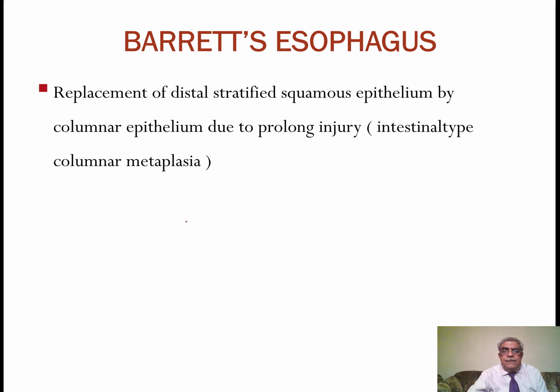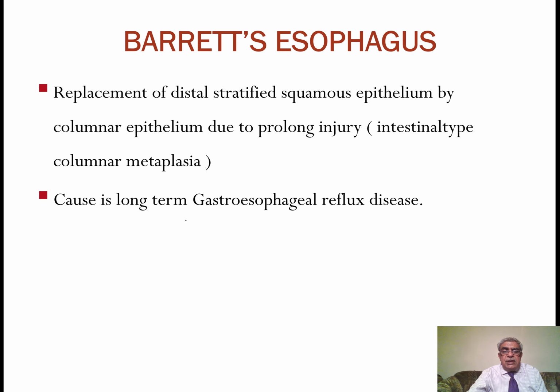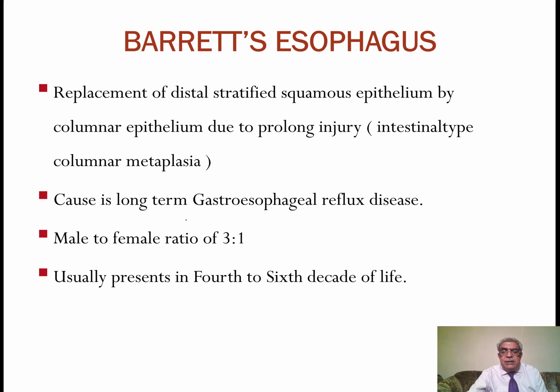Barrett's esophagus: replacement of distal stratified squamous epithelium by columnar epithelium due to prolonged injury, that is intestinal type columnar metaplasia. When I say intestinal type columnar metaplasia, it means that it contains goblet cells. Cause is long-term gastroesophageal reflux disease. Male to female ratio is 3:1, usually present in the 4th to 6th decade of life.